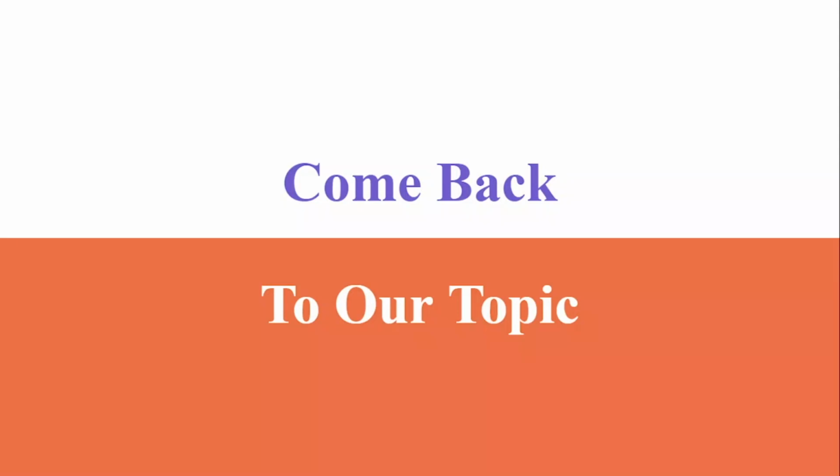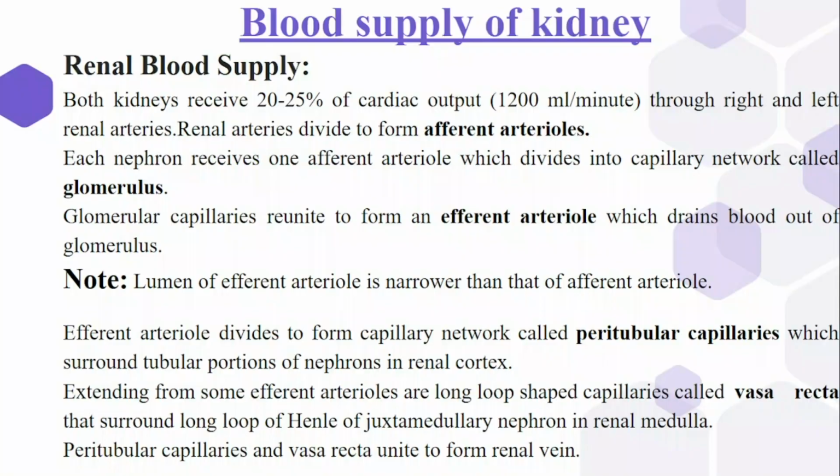Now come back to our topic, blood supply of the kidney or vascular supply of the kidney or excretory system. Clear? Now, renal blood supply. Your kidney receives 20 to 25% of the cardiac output. It means 1200 ml per minute through the right and left renal arteries. Your kidney receives blood. Clear?